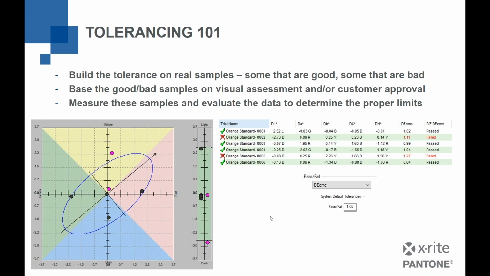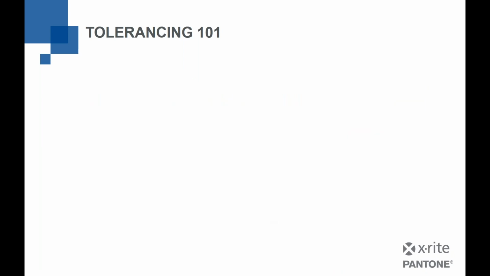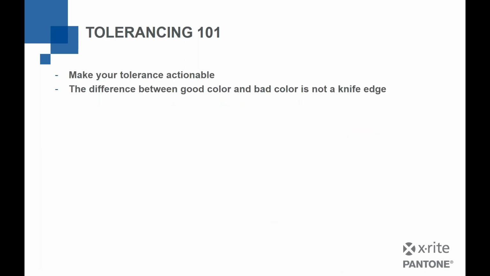But by measuring samples that you know visually pass or fail, you can build a tolerance that will agree with that. And that's what you're after. You want to be able to take a measurement and rely on the fact that when it says it passes, you and your customer will also say that it passes visually. So once we establish a tolerance like that, we've got to make it actionable.